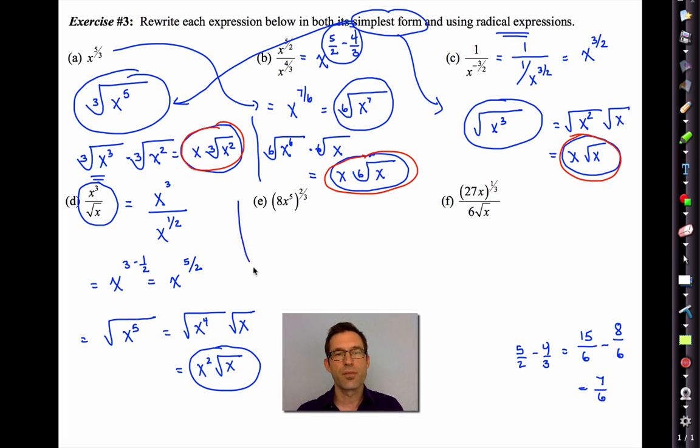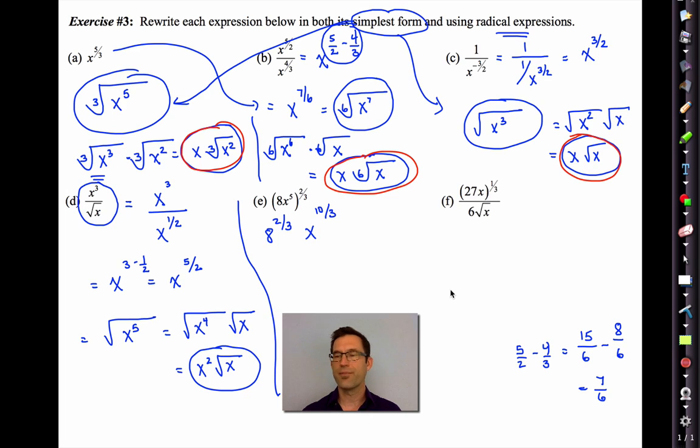All right. Ooh, this one's going to be interesting. 8 times 5 to the 2/3. Well, that's going to be 8 to the 2/3, and we'll deal with that in a second. And then it's going to be x to the 10/3. Think about that for a moment.